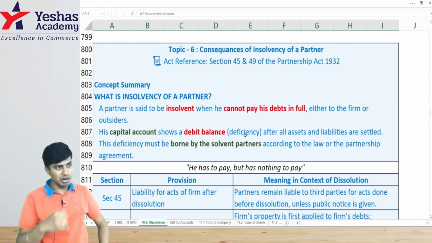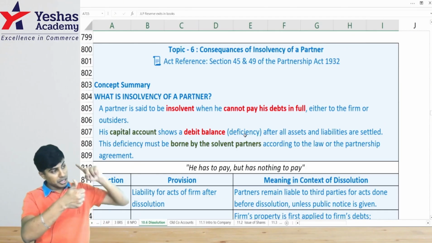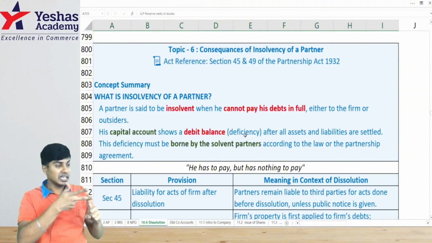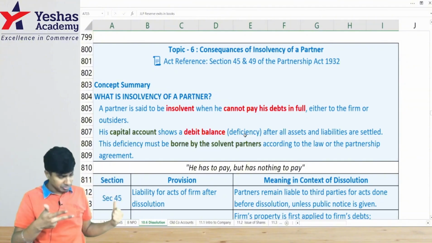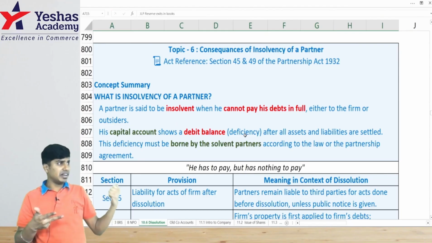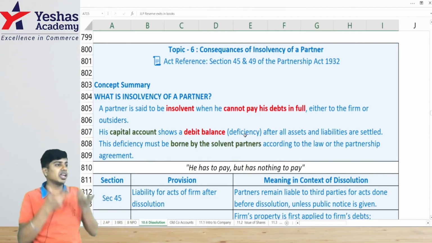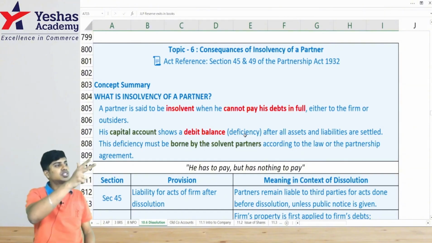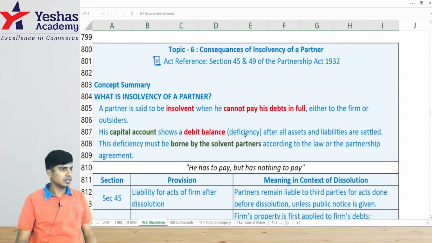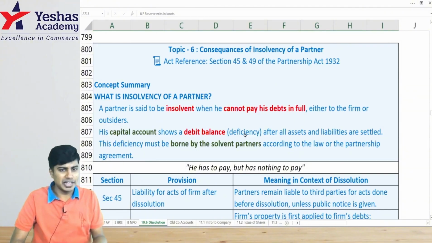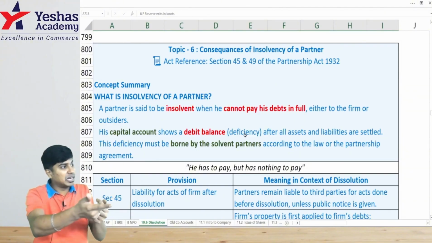So remember the order. Number 1, loss. Number 2, loss has made capital negative. Number 3, he does not have money to pay. Meaning, if he sells his private assets, it's not sufficient to pay his private liabilities. How can he pay money to the firm? That's when a partner is called insolvent. Are you getting it? Basically, when you sell all the assets and you start paying liabilities, there is not enough money to pay the liability.